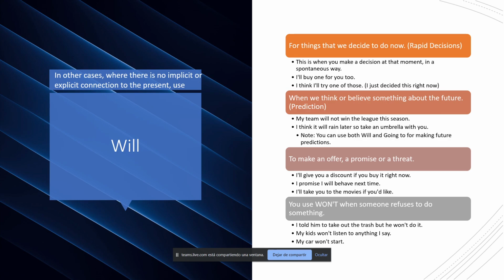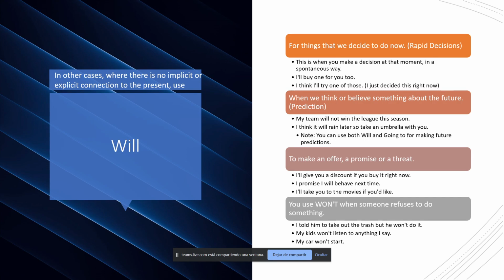The other use of "will" is when you make decisions, but this decision is made at the moment. It's a rapid decision. So, for example, if someone asks you, "Do you want to go to the cinema with us?" and you say, "Yes, I do." So you are taking a decision at the instant.